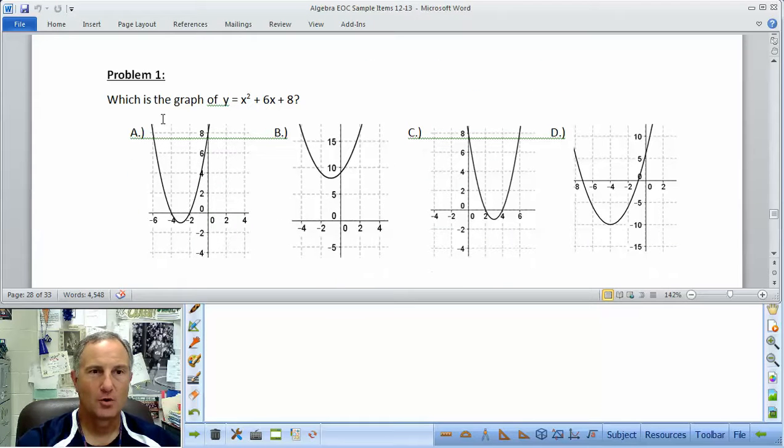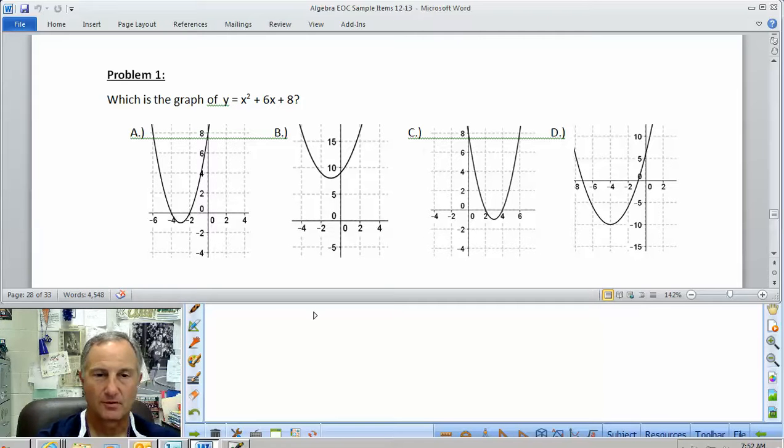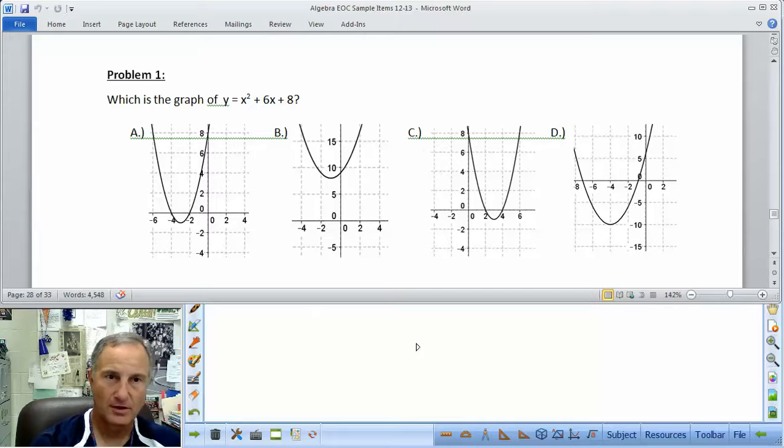First problem. Which is the graph of y equals x squared plus 6x plus 8? Our a is 1, positive, so that means the graph should be going up, and all of these are going up. A couple different ways of looking at it. We can find the vertex, or we can factor this and find out where it crosses the x-axis. I'm just going to start off by finding the vertex, since all these vertexes are different, and find out which one it is.